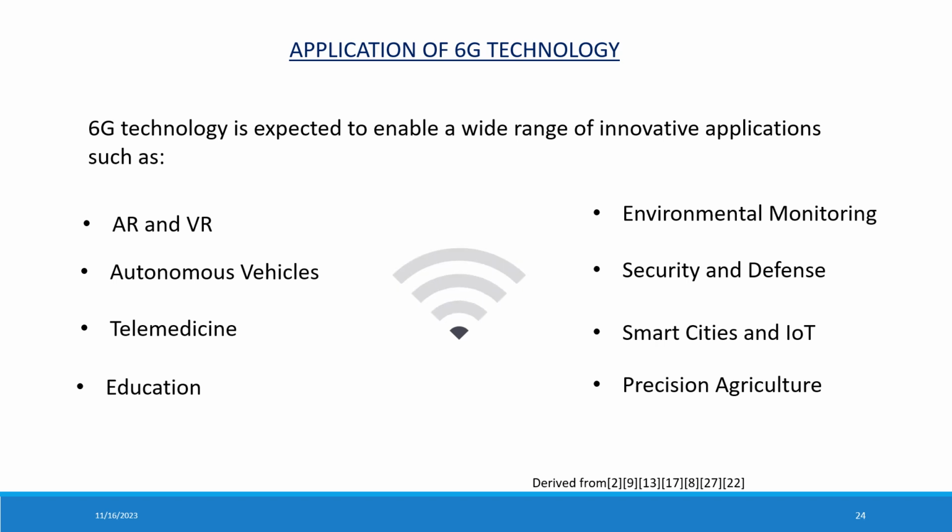For security and defense, it enables more secure communication networks for military and government purposes. And 6G is expected to support a massive number of connected devices, which facilitates the growth of smart cities and IoT. And it is used for precision farming with real-time detection of soil, weather, and crop health.